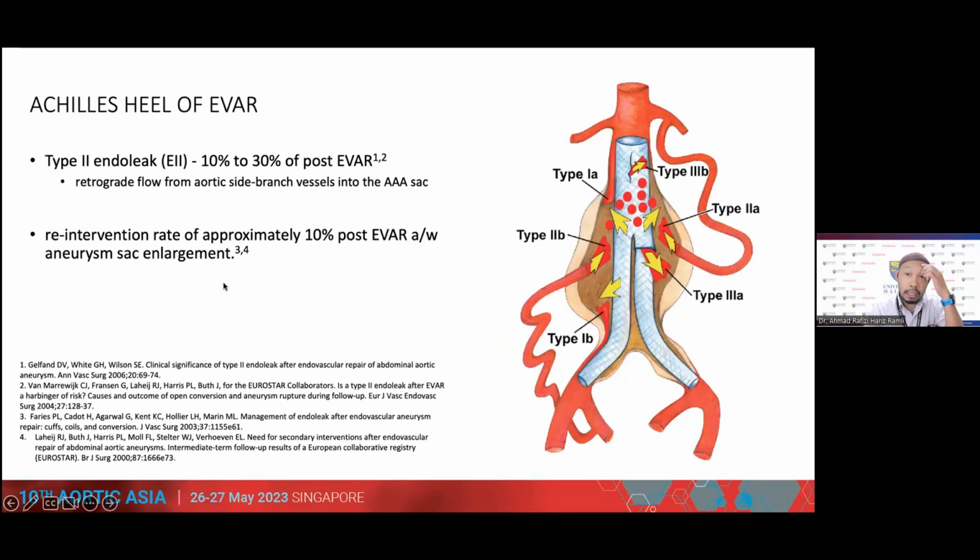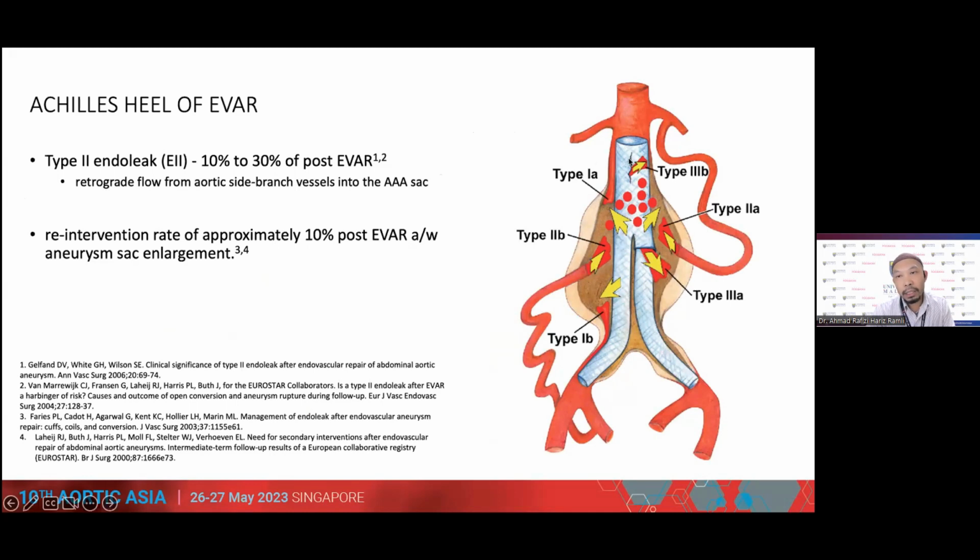Okay, so I move on to the topics that I've mentioned just now. Sac embolization. For starters, I just want to highlight that the Achilles heel of EVAR is actually endoleak. Endoleak is the leaking from the side of the stent graft. So if you don't implant the stent graft properly, it can still cause leaking, and then the sac will still enlarge, and eventually it can rupture.